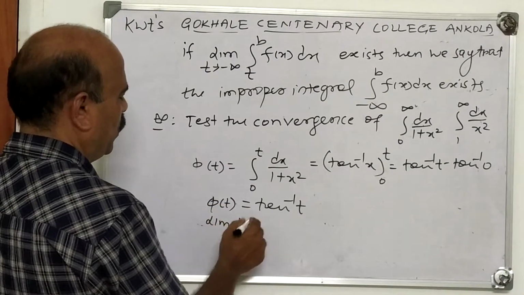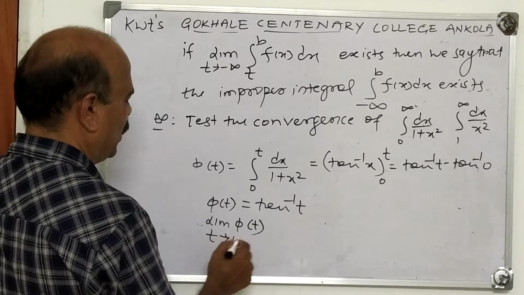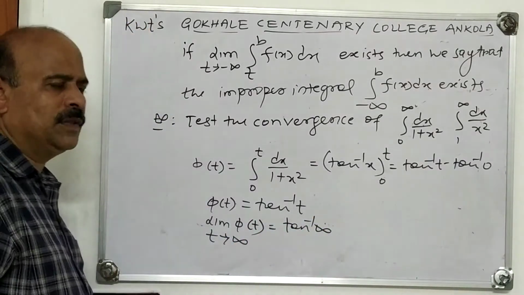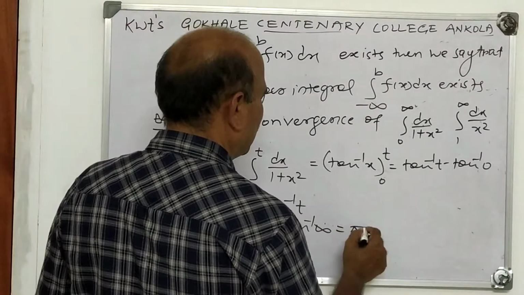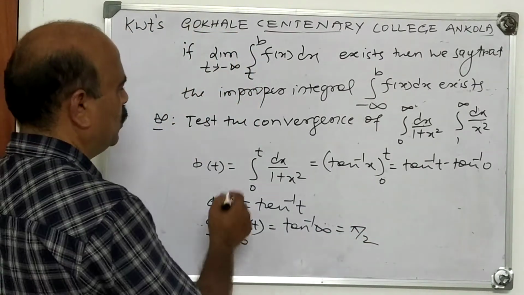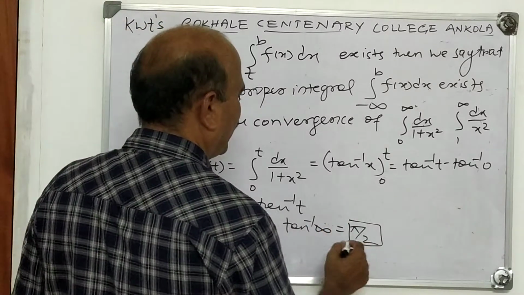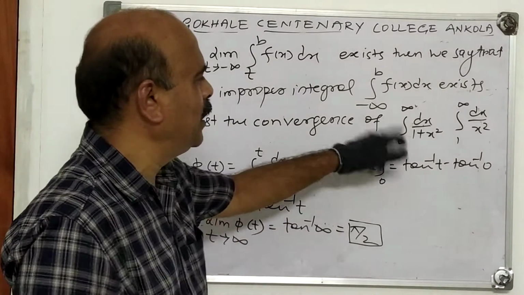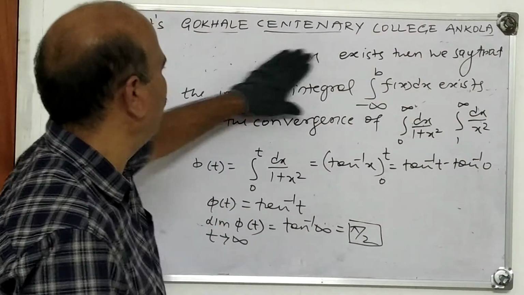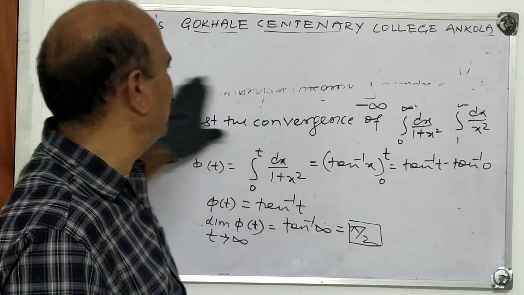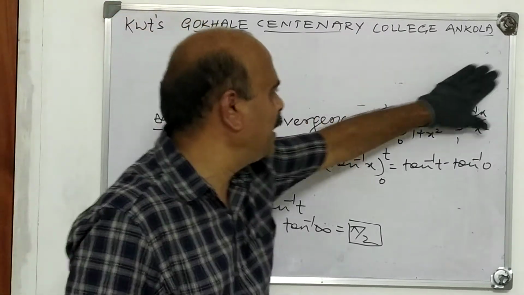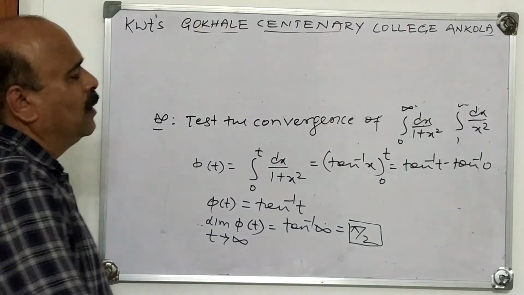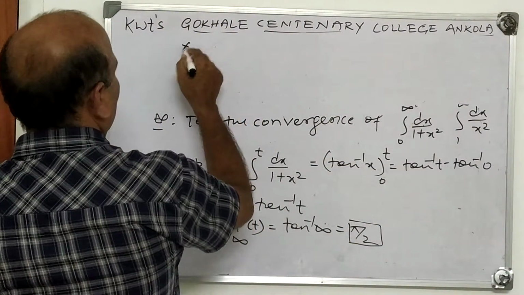Now if the limit of φ(t) as t tends to infinity exists, what is this? Tan inverse infinity, and tan inverse infinity is pi by 2. So it is finite, it is pi by 2. We say that the integral from 0 to infinity dx by 1 plus x square converges. That is the definition. Converging at infinity. Similarly, second problem.